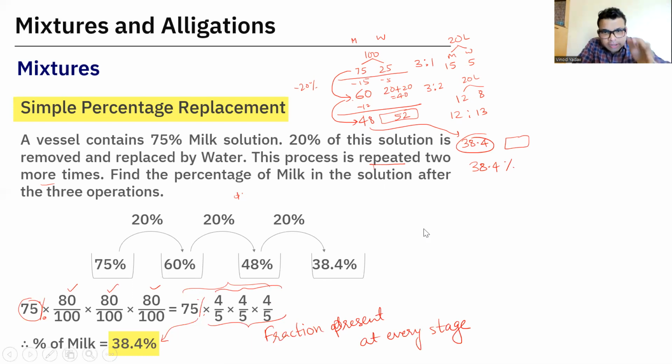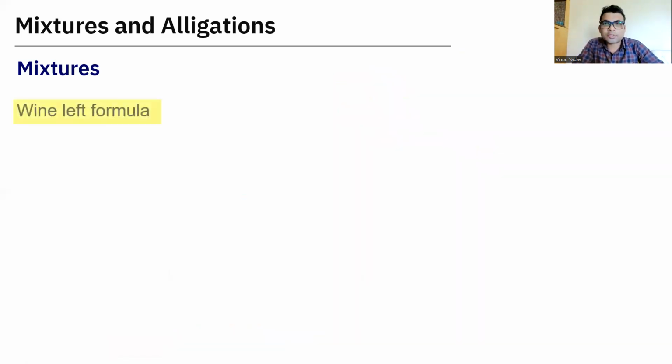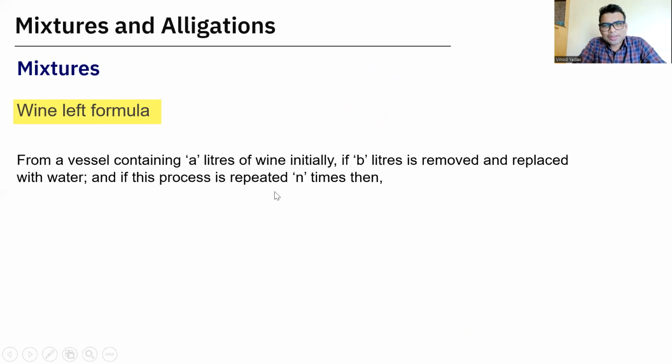Now let's generalize this process further and make it a formula which we will remember as the wine left formula. Wine is acting as a pure substance here. You can say milk left formula also. See the statement: from a vessel which contains A liters of wine initially, that is, its capacity is A liters and it's completely filled with wine, then B liters are removed. From this, you remove B liters.